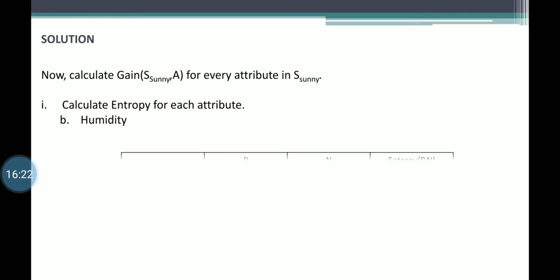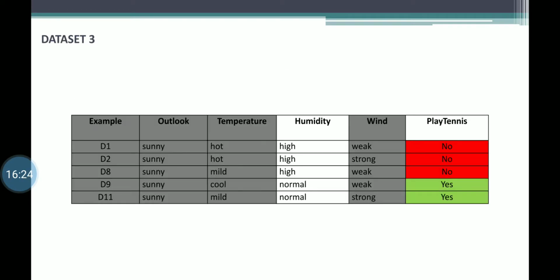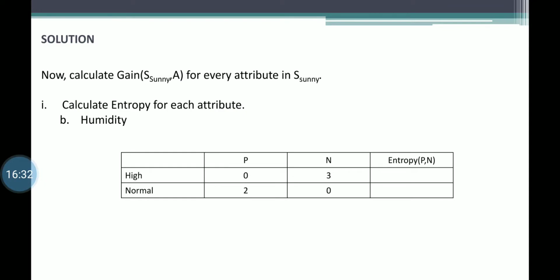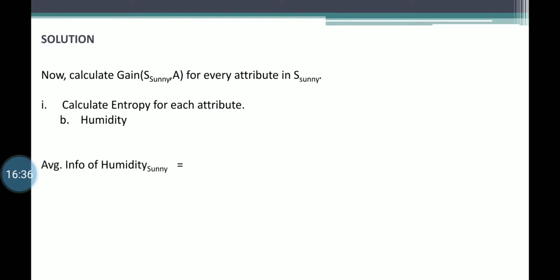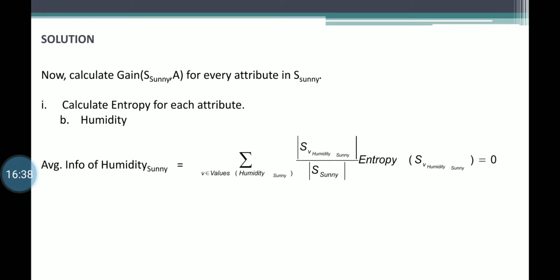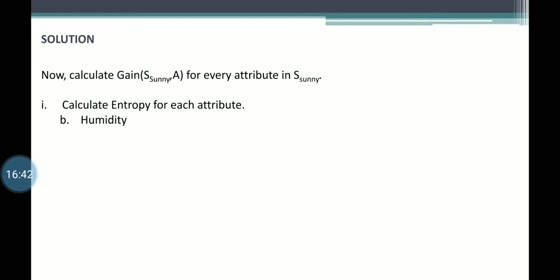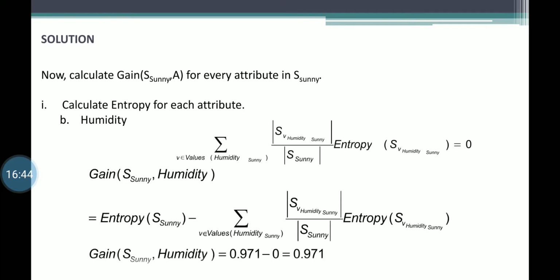So next we have humidity. You are supposed to follow the same rule. As you can see in humidity, for all high it is no, and for all normal it is yes. We have pure sets here. So entropy will be 0 for both, and average info also will become 0 because of the multiplication with the entropy, right? So it becomes 0 as well. So its gain will be equal to 0.971 because we are subtracting only 0. So its value will be 0.971.